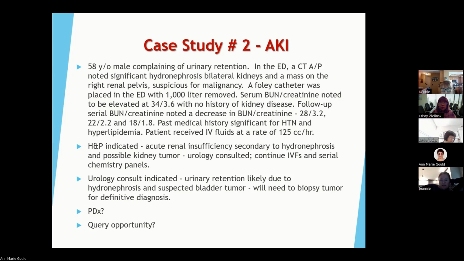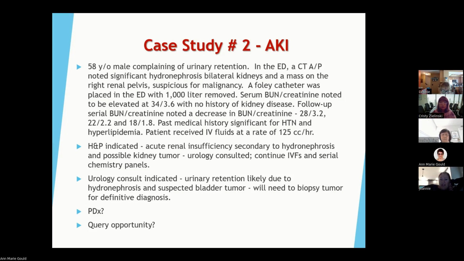Well, the hydronephrosis would be the PDX right now because we have acute renal insufficiency and we need to query that. Right now we could go with acute renal insufficiency, because that's what the doctor has been documenting. Or it could be the hydronephrosis as the primary diagnosis, because the H&P indicates acute renal insufficiency secondary to hydronephrosis. So for a baseline diagnosis, for now, we could use those. Any query opportunity?